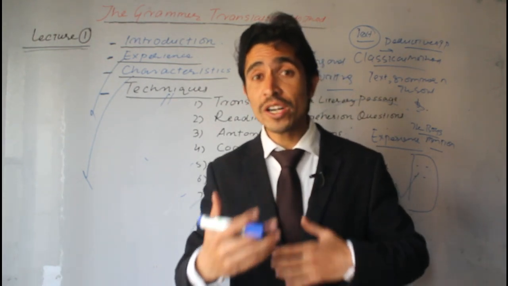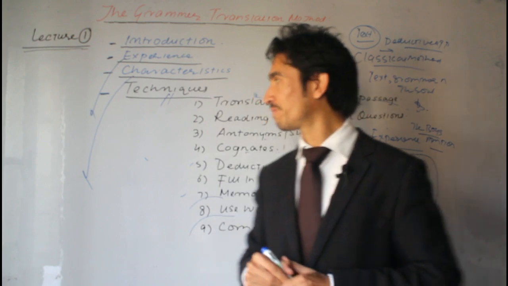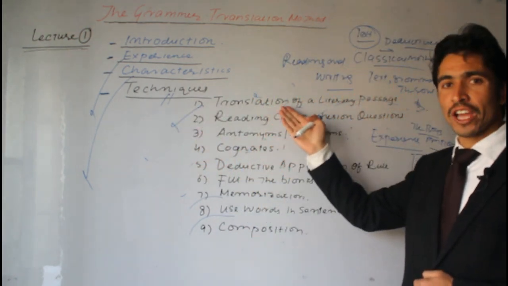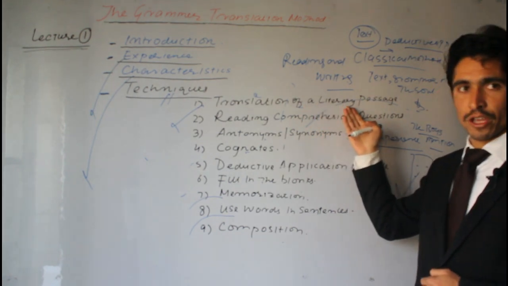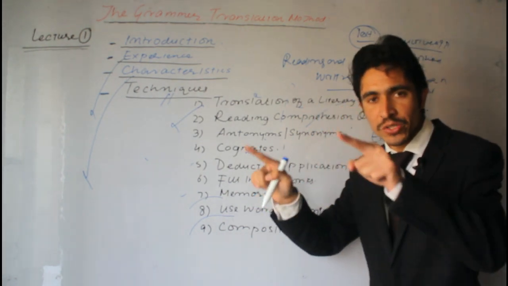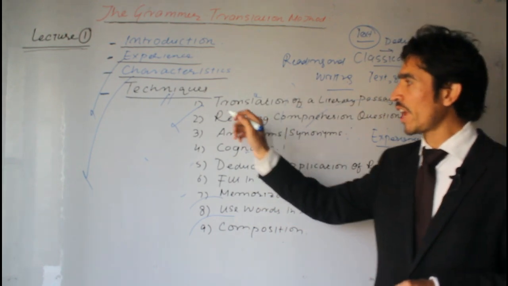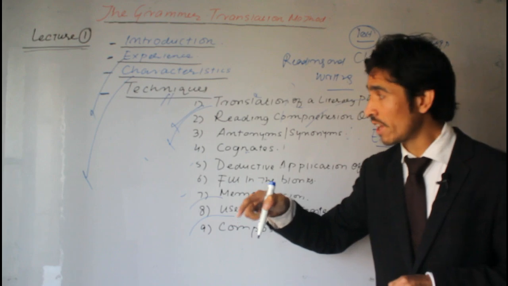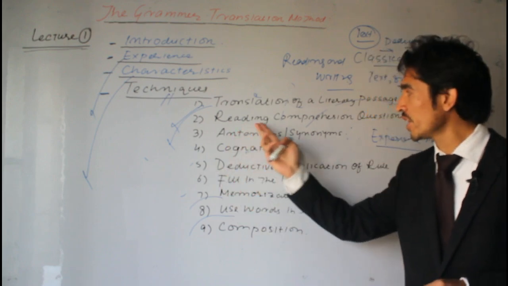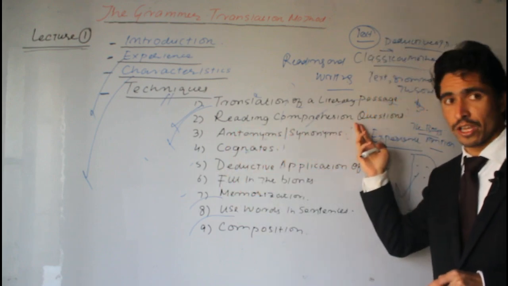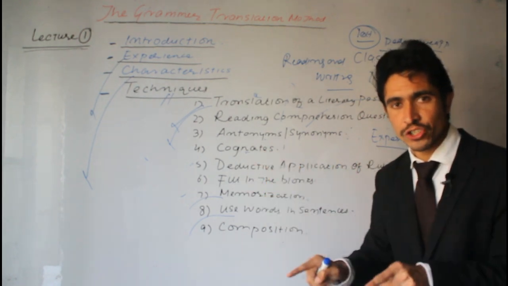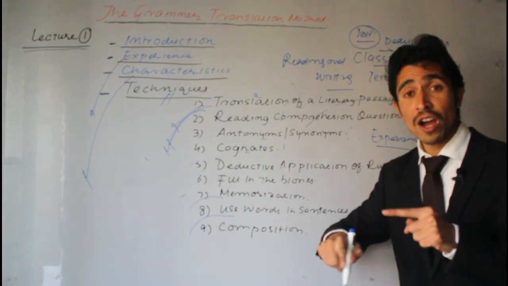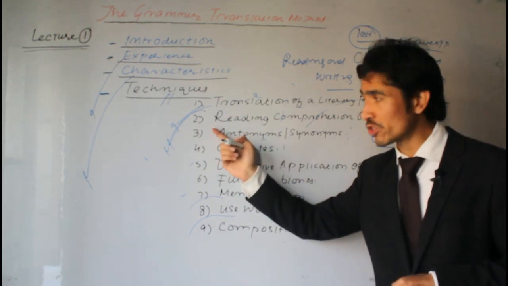Now we discuss the techniques of this method. The first one is translation of a literary passage. They are given a passage and they have to translate it into their native language. The second is reading comprehension questions. They read the passage, and there are questions they have to answer.